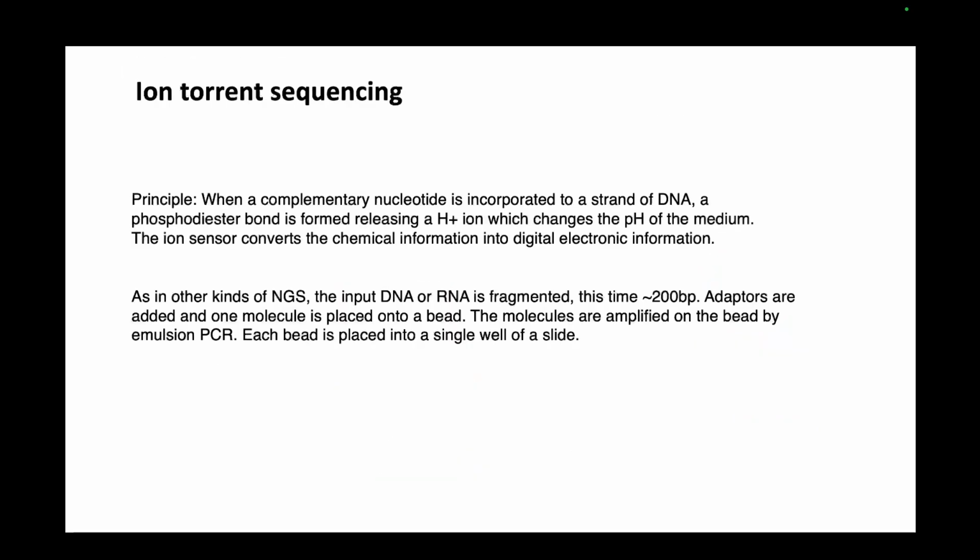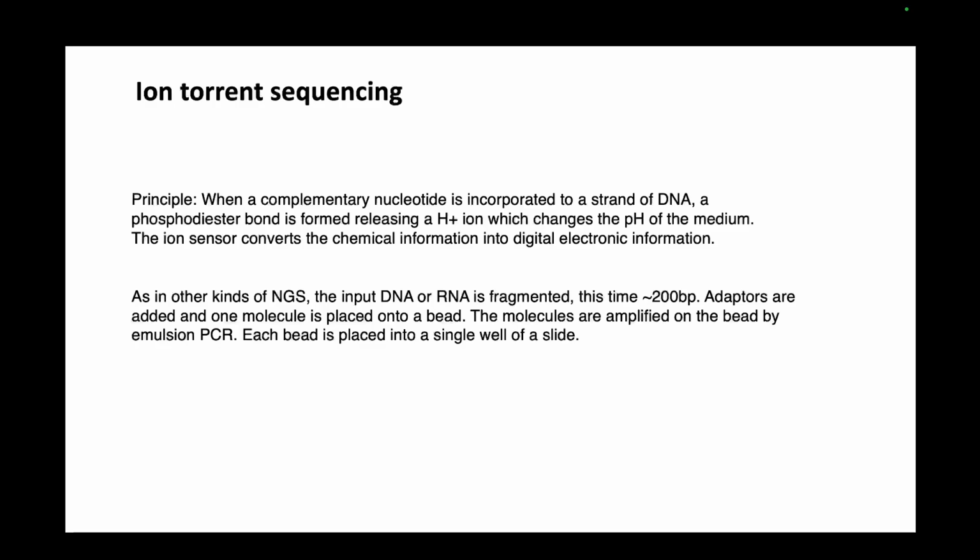After SMRT, I should have covered this before SMRT. This is not a better strategy than SMRT, but this is what is known as ion torrent sequencing. Sir has also covered this. The idea is, when a complementary nucleotide is incorporated into a strand of DNA, a phosphodiester bond is formed, which releases an H plus ion into the medium, which changes the pH of the medium. This change of pH is sensed by an ion sensor present inside the medium, and it converts this chemical information, how much the pH is changing, into digital electronic information about which read is present.